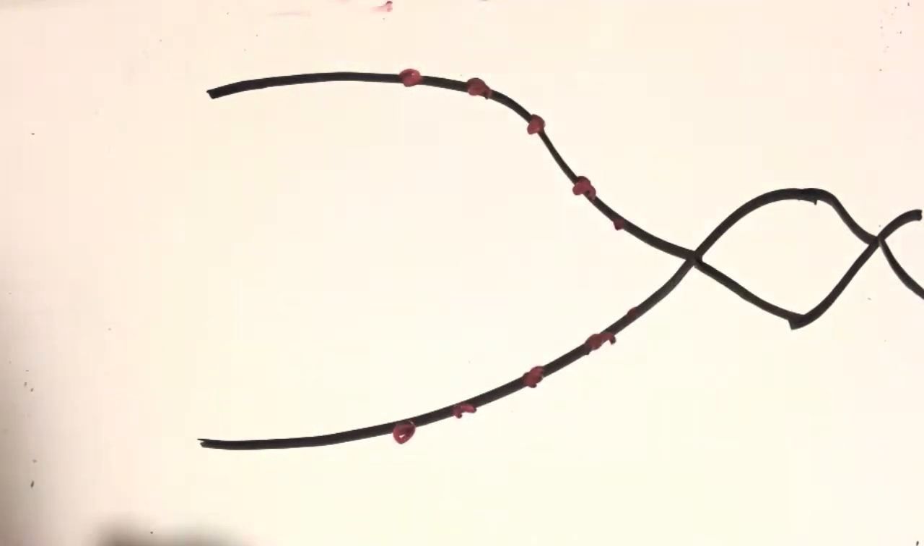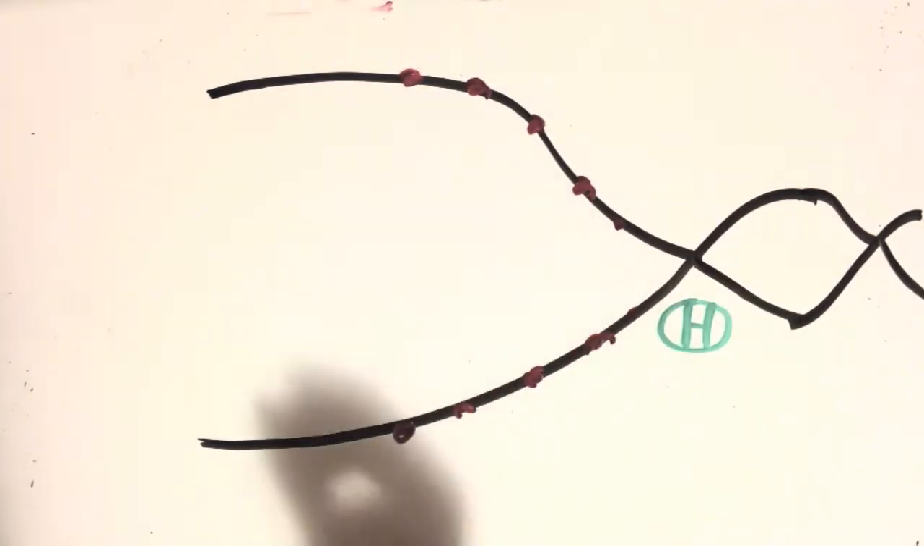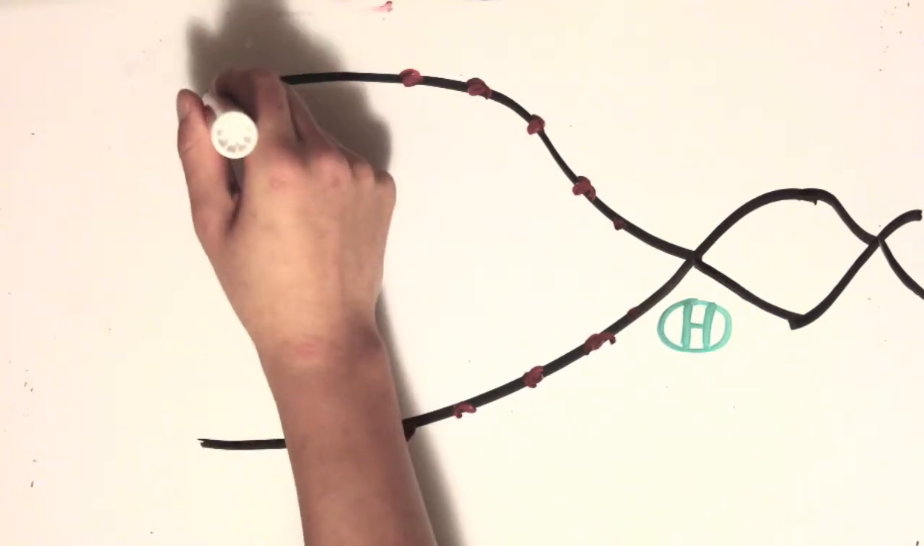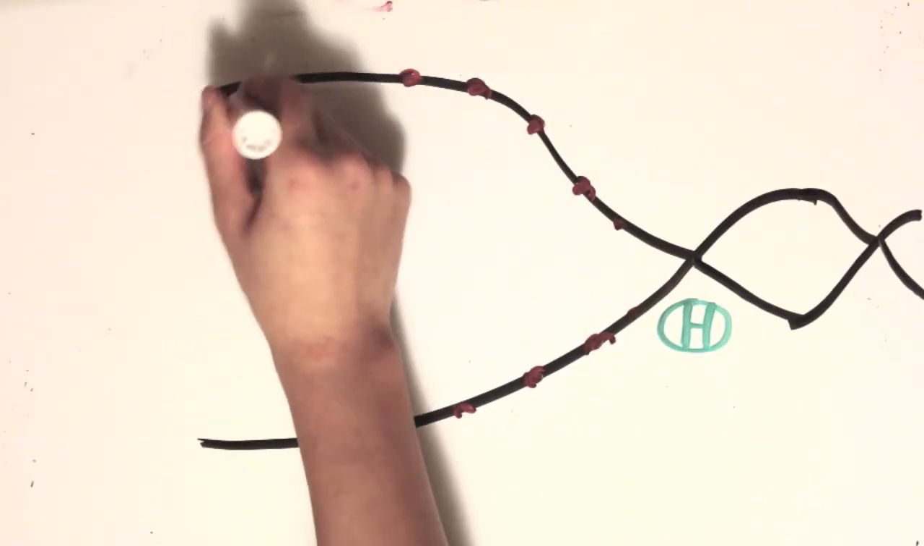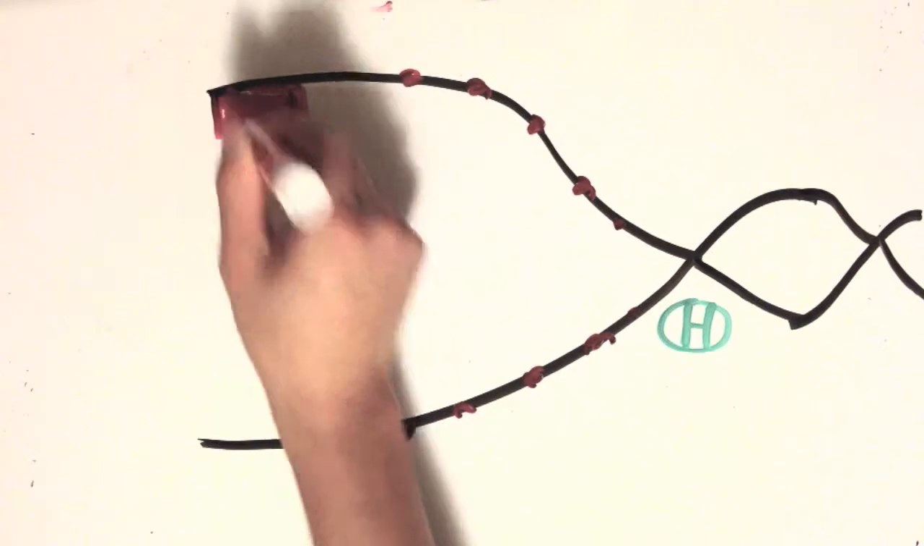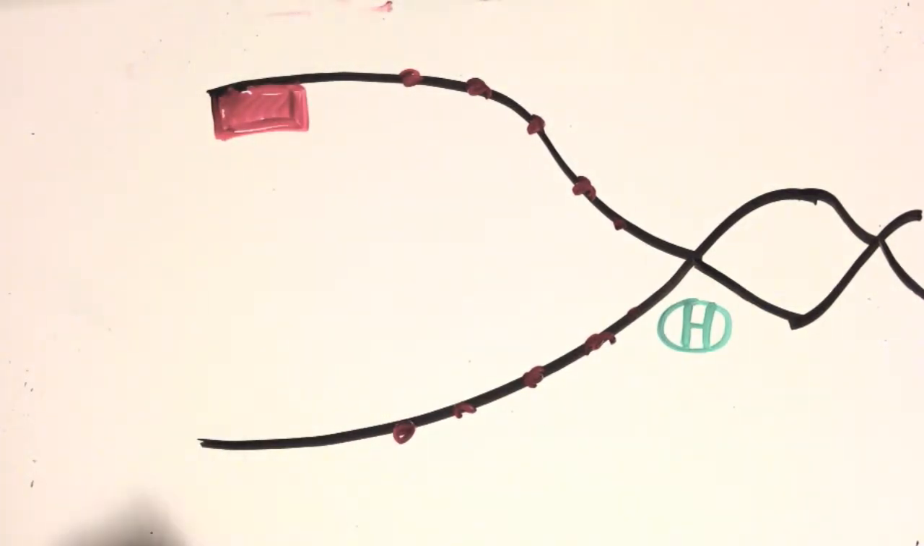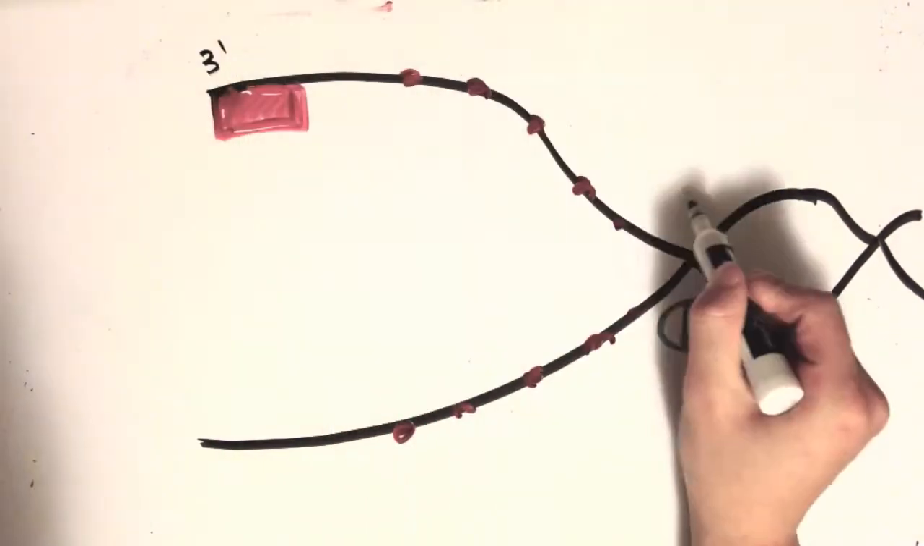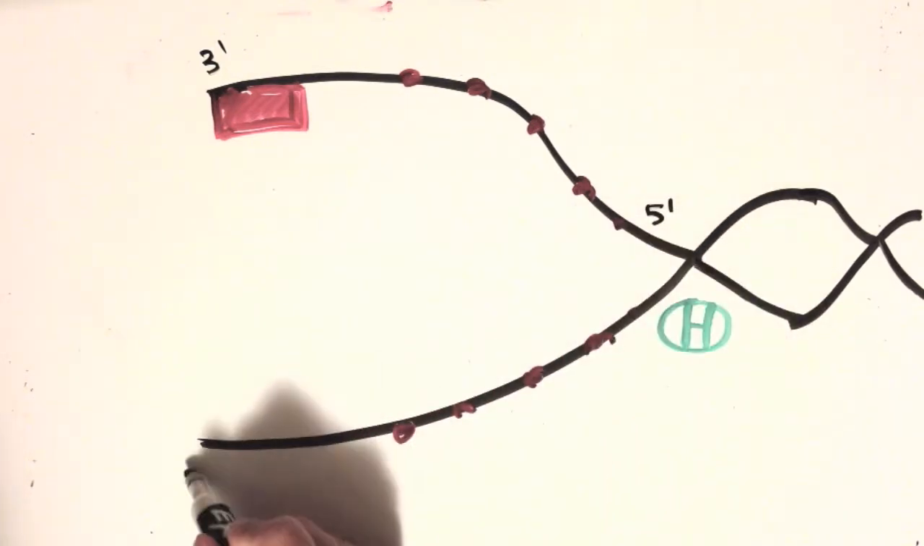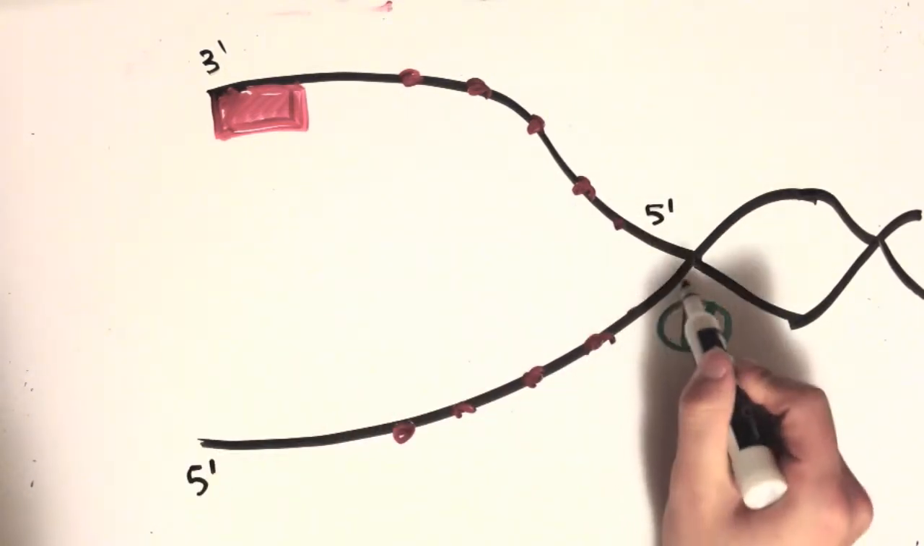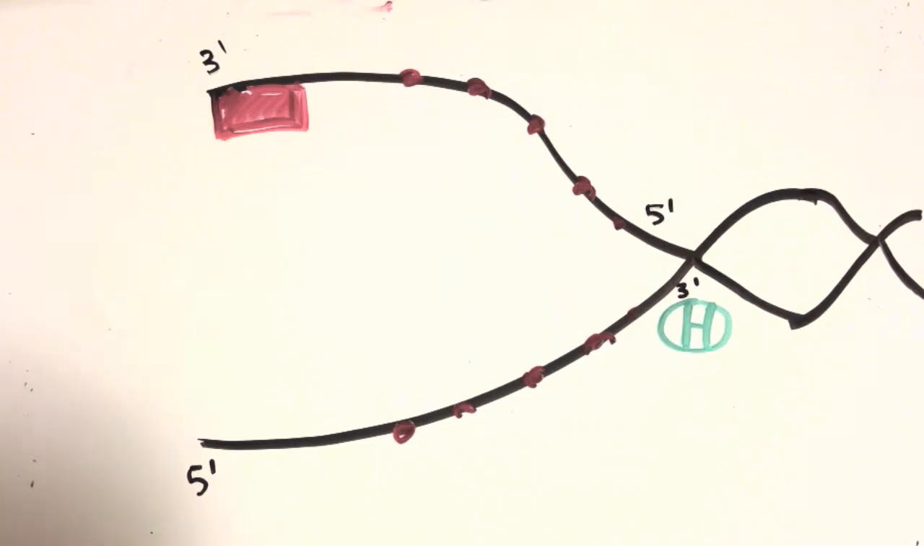Next, to add on new nucleotides, RNA primase adds a short stretch of RNA called primers. These primers allow DNA polymerase to add nucleotides to the template strands. Before getting any further, there is some important information that must be noted. Nucleotides can be only added from the 3' to 5' ends by DNA polymerase.